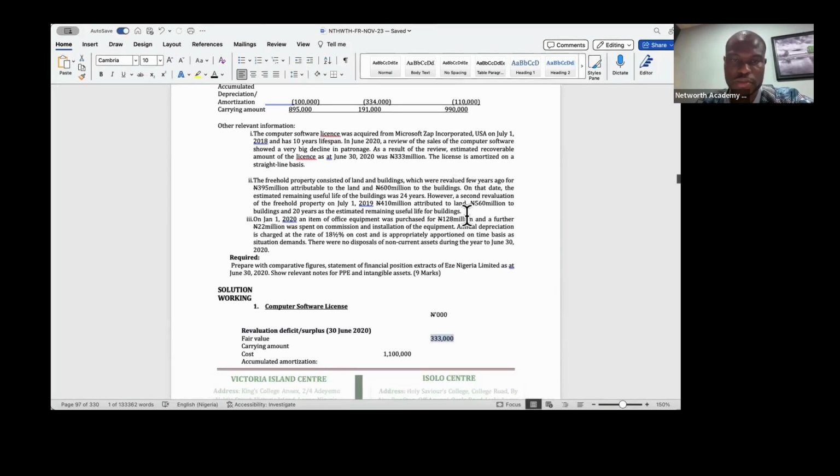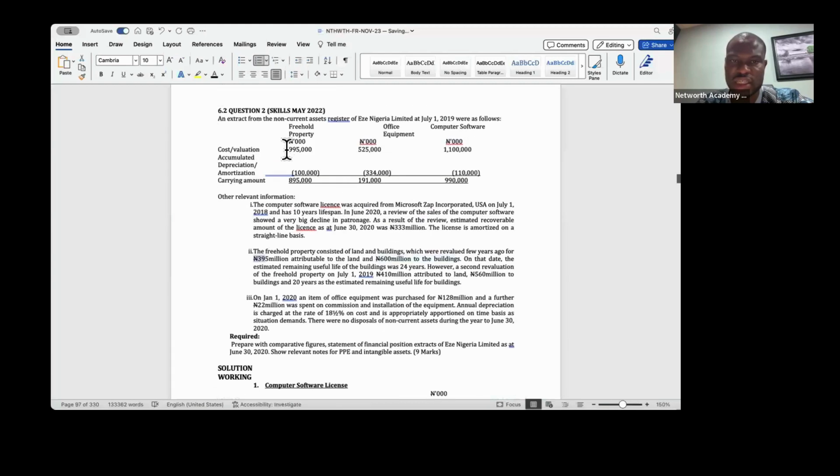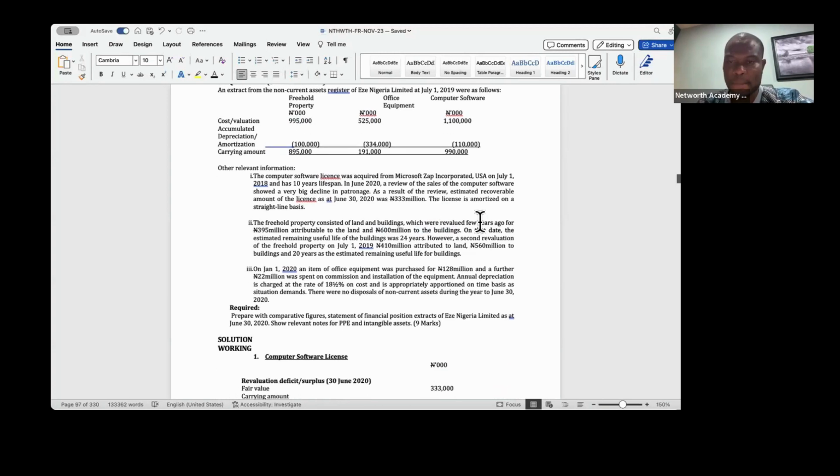The second one, they said the freehold property consists of land and building, which were valued a few years ago for 395 million attributable to land, 600 million attributable to building. That is 995 million for the land and building, 600 plus 395. And that's this 995, the value at the beginning, which they are just bringing down to us, split into land and building.